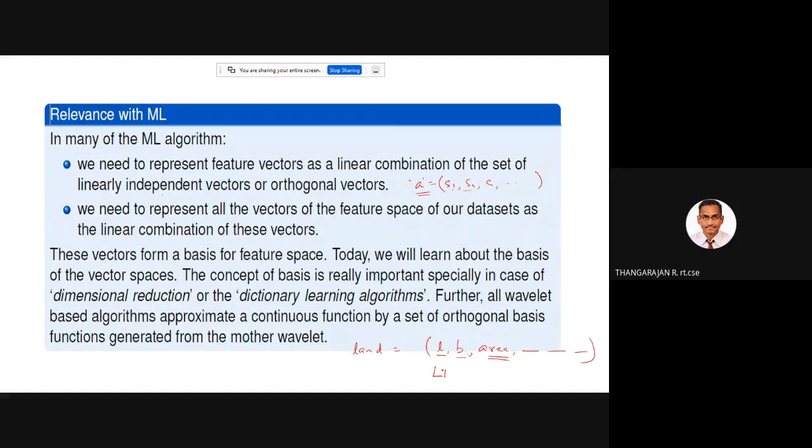They are not linearly independent. Area is not independent of length and breadth. Area is just length times breadth. So it depends upon length and breadth. In this way you can find features which are dependent on something else. In that case, you can just remove them, and we call this dimensionality reduction, which will come later in our course.